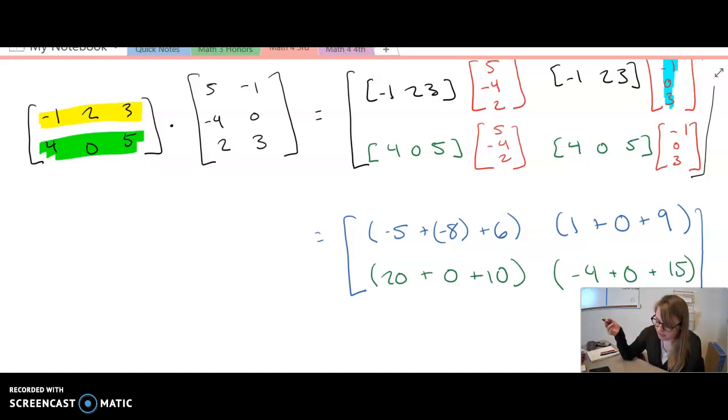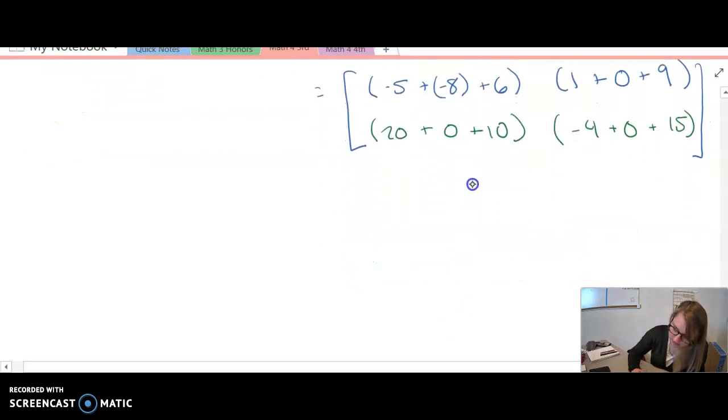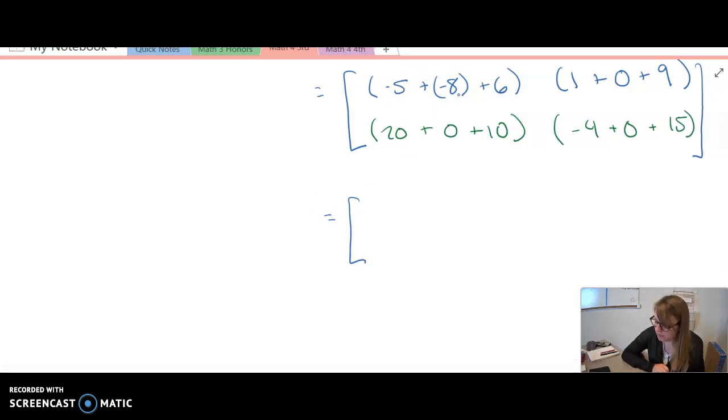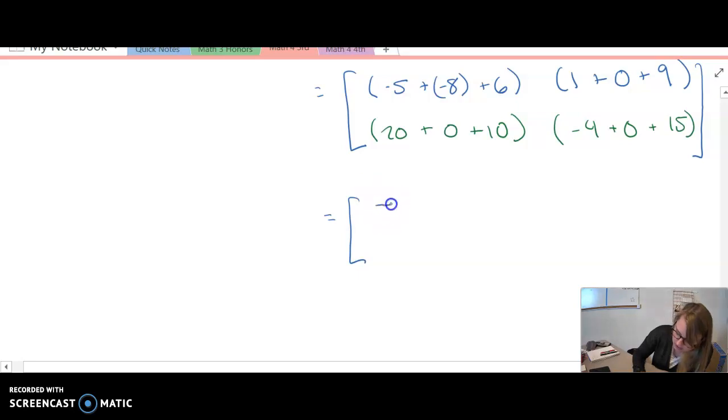So lastly, let's add all those numbers together. So now we have negative 5 plus negative 8 plus 6, and negative 5 and negative 8 is going to be negative 13, plus 6 is going to be negative 7. 1 plus 0 plus 9 is 10. 20 plus 0 plus 10 is 30. Negative 4 plus 0 plus 15 is going to be 11. So this would be my final answer.